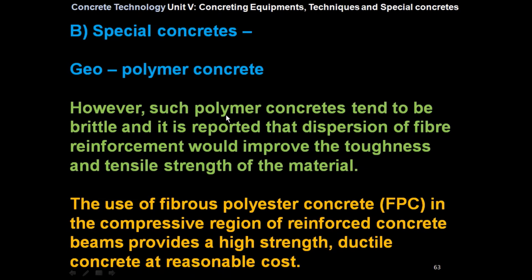However, such polymer concretes tend to be brittle, and it is reported that dispersion of fiber reinforcement would improve the toughness and tensile strength of the material. The use of fibrous polyester concrete (FPC) in the compressive region of reinforced concrete beams provides a high strength ductile concrete at reasonable cost.